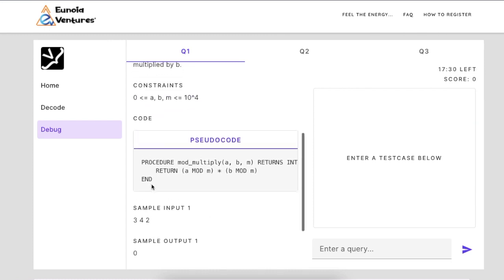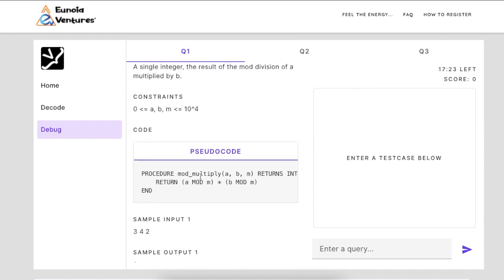Now let's analyze the pseudocode to see what can possibly be the issue. So here we have procedure mod multiply a, b, and m, and then it returns an integer. So here you can interpret that this is where you're inputting a, b, and m, and this integer means that they're in integer format. And while this may not be exactly like Python or C++ or whatever programming language you're familiar with, this code has some similar syntax and similar functions that you can draw some similarities to with your preferred type of code. So you can still interpret this code. It's not completely a new language.